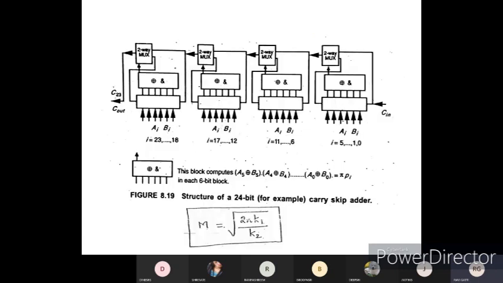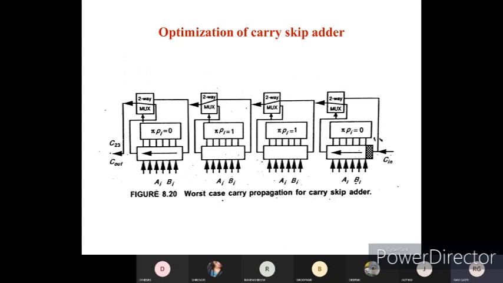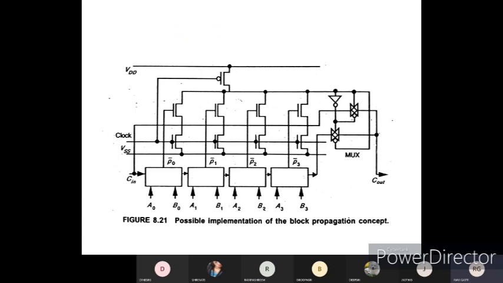So you can see here the propagation delay. With the use of this, the maximum propagation delay, or the worst case propagation delay, which we can calculate from this carry skip adder, is root of 2n k1 divided by k2, where k1 is the delay encountered by each cell, and k2 is the delay with which one subsystem is waiting for the output of another subsystem. Okay, and you can see this is how we can create the optimization of the carry skip adder, and this is the possible implementation block diagram of the concept.